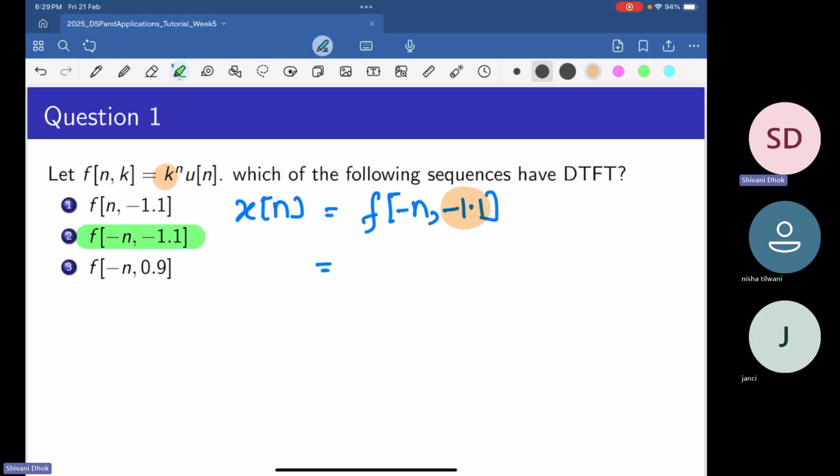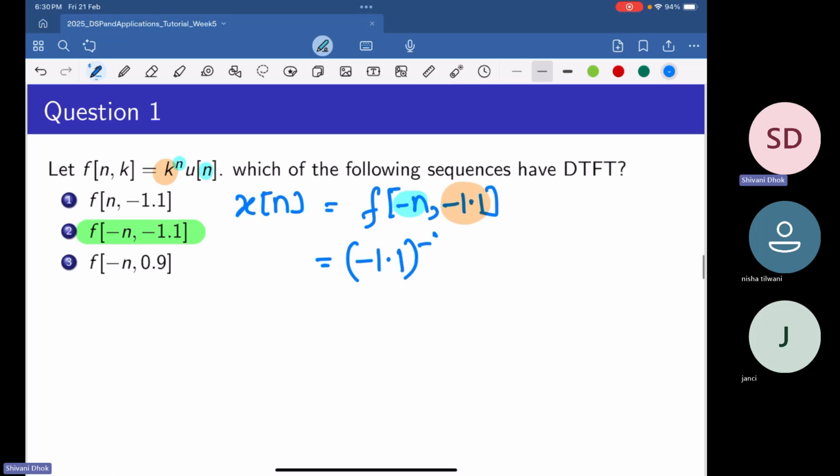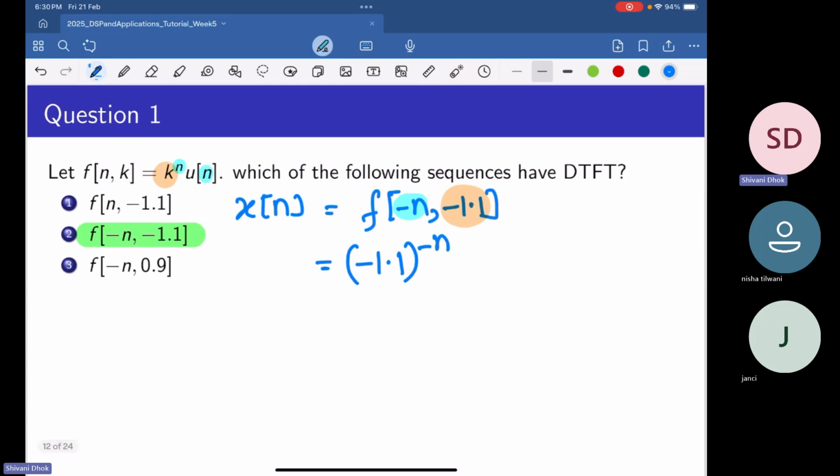So wherever I have n here, I need to replace it by minus n. So how does it look? My k is minus 1.1 to the power, replacing n by minus n, minus n, into u of minus n.